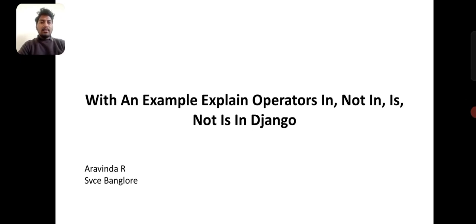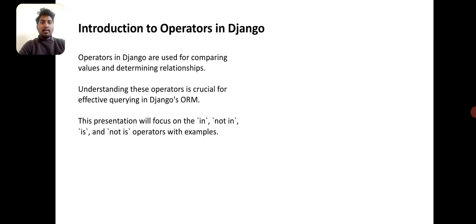Today we are going to discuss an example. Explain operators in, not in, is, and not is in Django. Introduction to operators in Django. Operators in Django are used for comparing values and determining relationships. Understanding these operators is crucial for effective querying in Django ORM. This presentation will focus on the in, not in, is, and not is operators with examples.